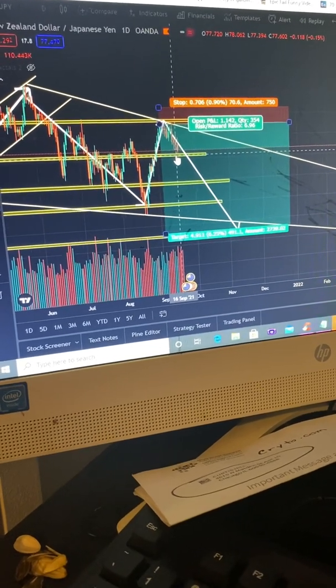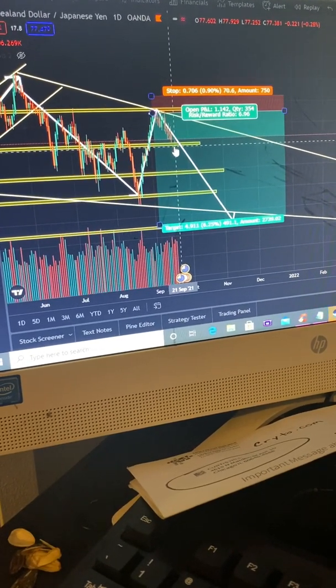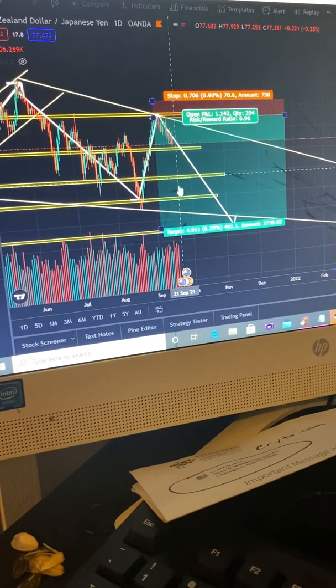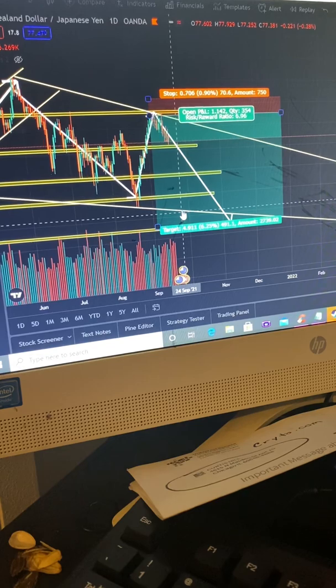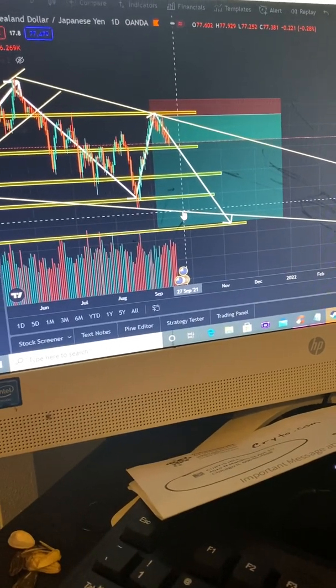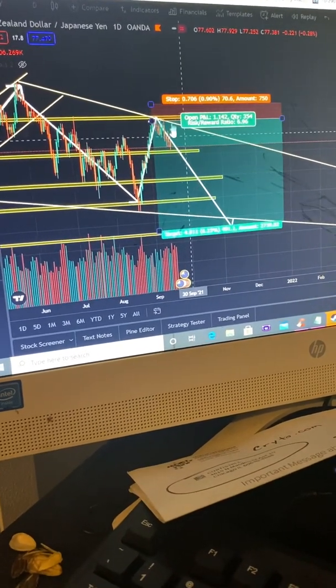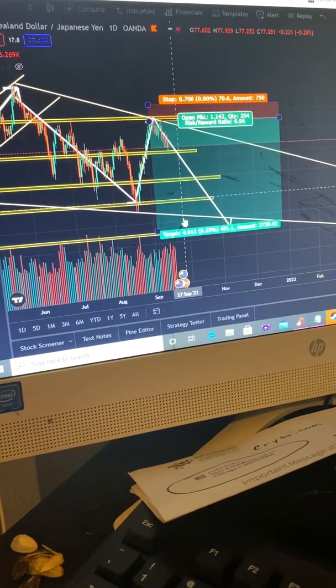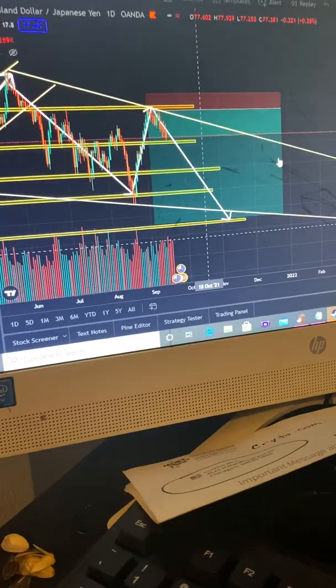TP1 was already hit, as you can see. Then we had TP2, TP3, and then we have the bottom of this channel. So TP1's already hit. Let's see if it can continue down to the downside.